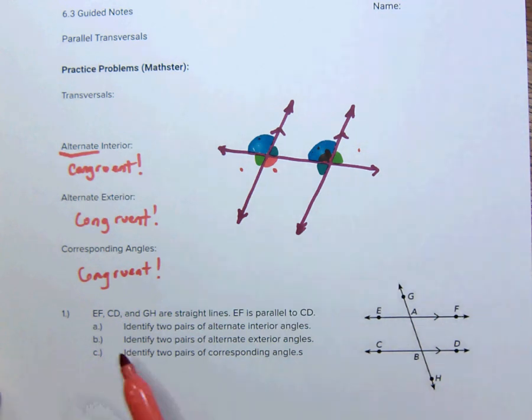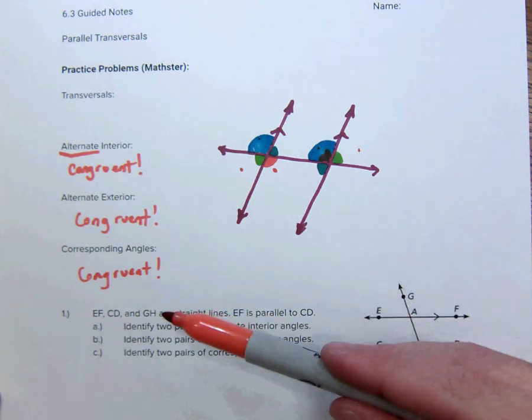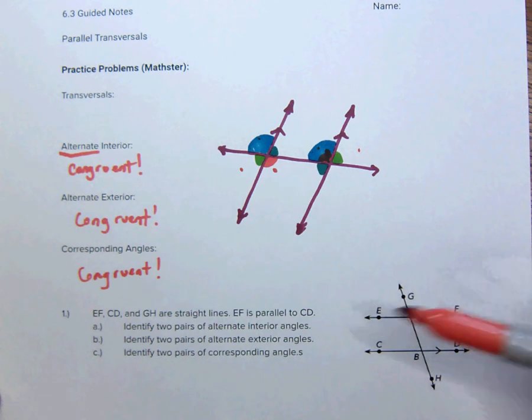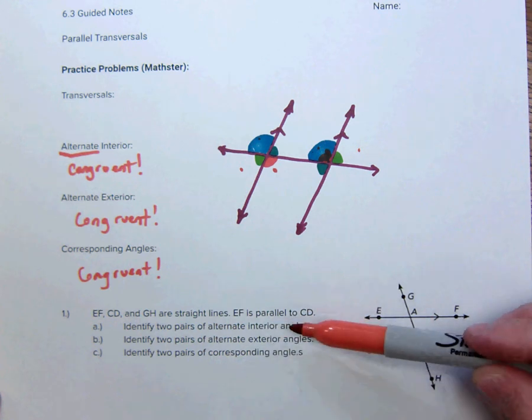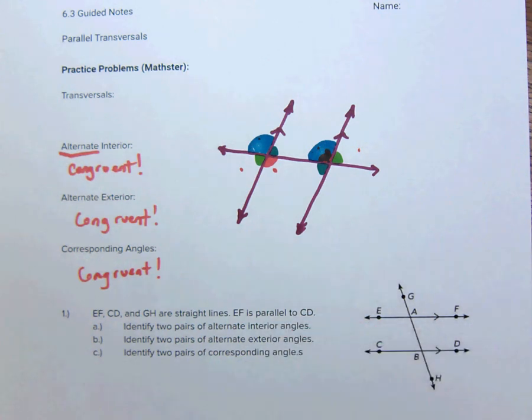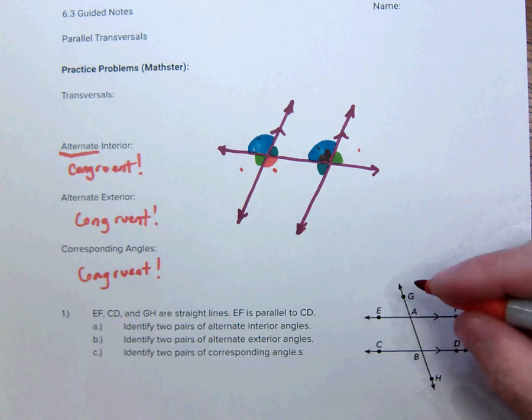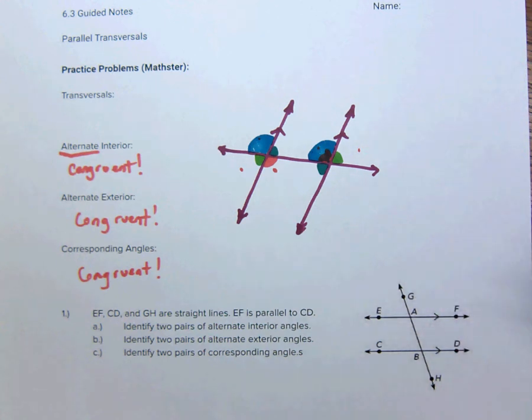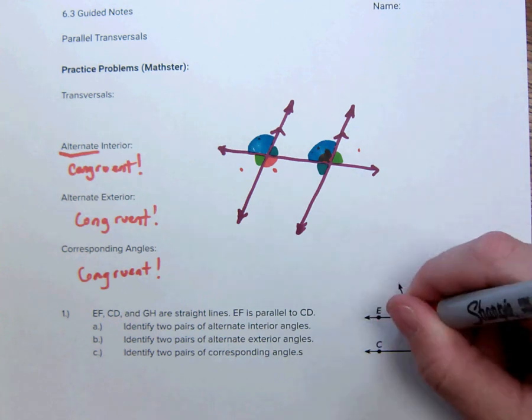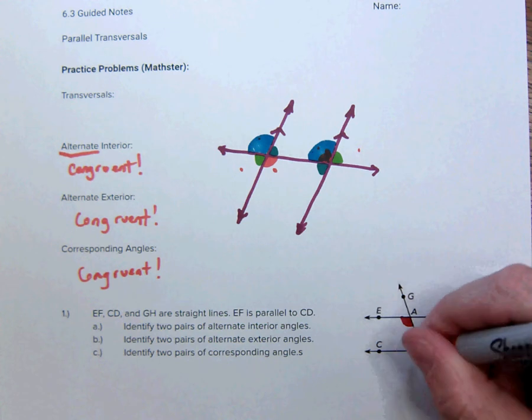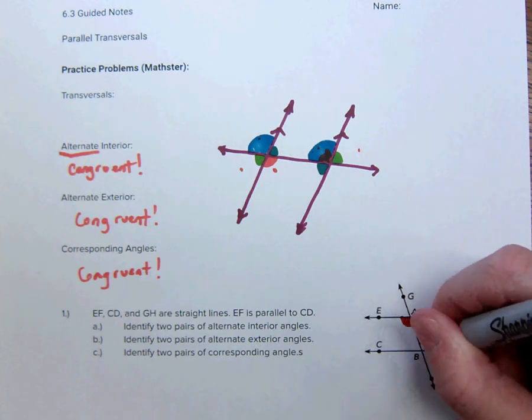So let's talk about this. EF, CD, and GH are straight lines. EF is parallel to CD. Well, we know all of that. So let me show you some. Identify a pair of alternate interior angles. A pair of alternate interior angles would be this guy and this guy, alternate interior.